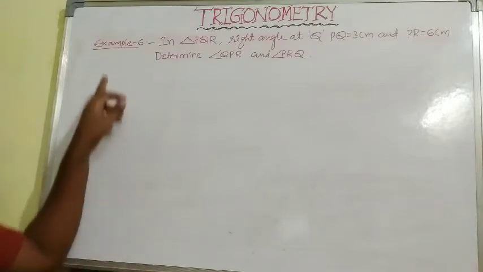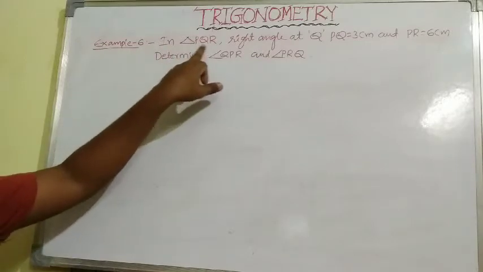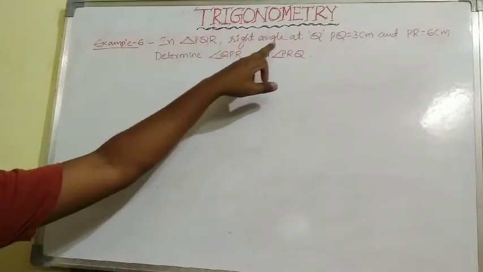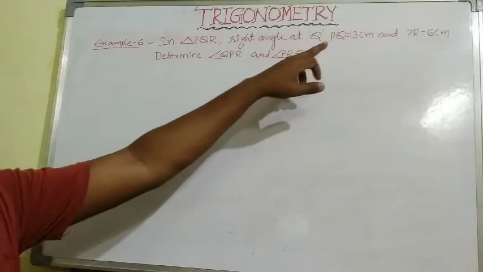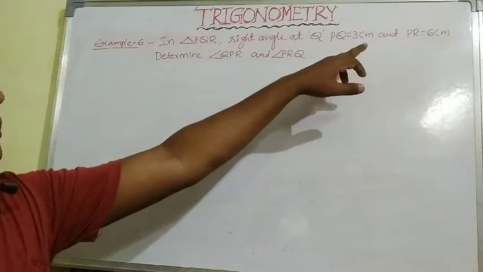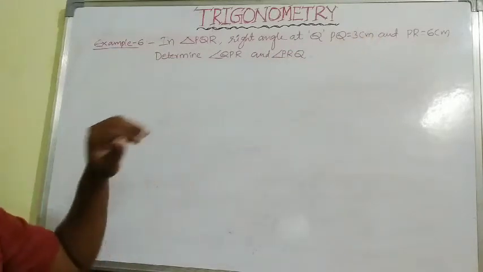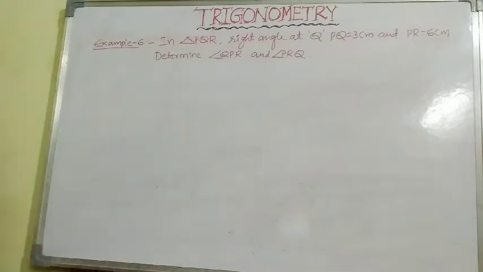So in example number 6 first: in triangle PQR, right angle at Q, PQ length 3 centimeters and PR equals 6 centimeters. Determine angle QPR and angle PRQ.